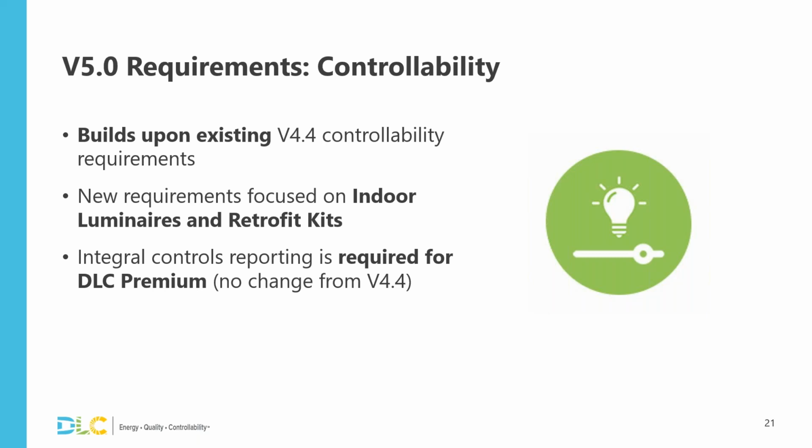And starting with the controllability section that we have up on the slide here, the requirements are really intended to build upon and not substantially change or replace the requirements that existed in version 4.4. And most notably, there are new dimming requirements focused on indoor products, indoor luminaires, and retrofit kits. I'll talk about those in just a minute. The reporting for integral controls is unchanged relative to version 4.4. So initially in 5.0, there's no change for integral control reporting. So let's take a look at the specific details on the next slide.